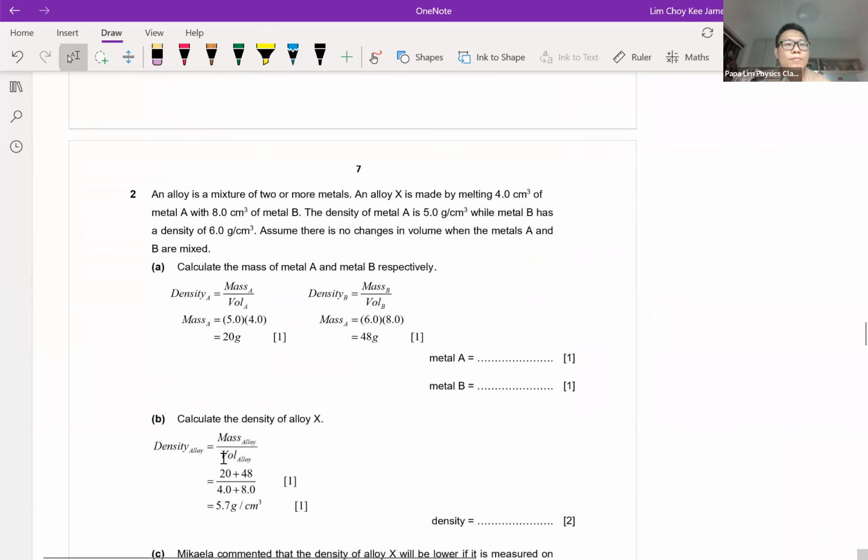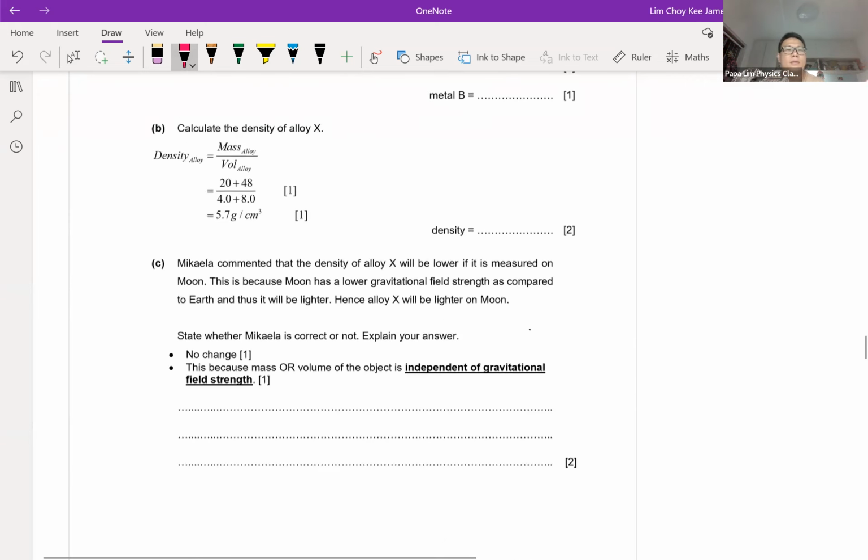Now for question 2, what we are looking at is a density question. Same thing, the formula that you need to be sure of is density is mass per unit volume. I would say it's quite straightforward. If you want to find mass of A, you definitely need volume of A and density of A. So don't mix up the two. Likewise, if I need mass of B, I will need volume of B and density of B. So nothing major here.